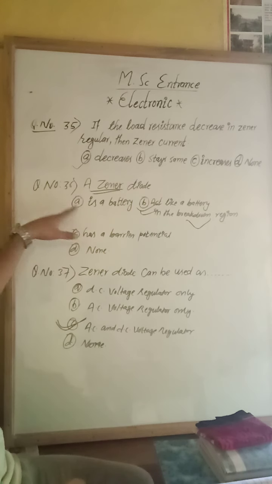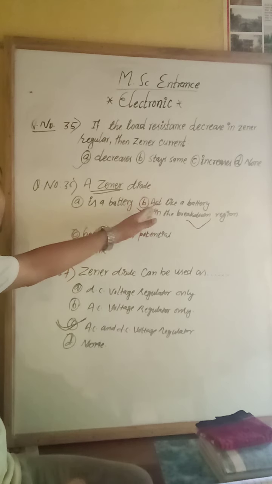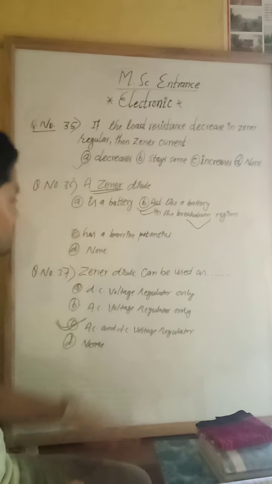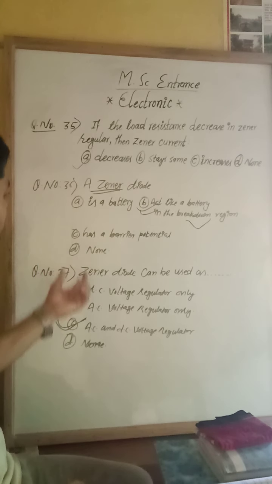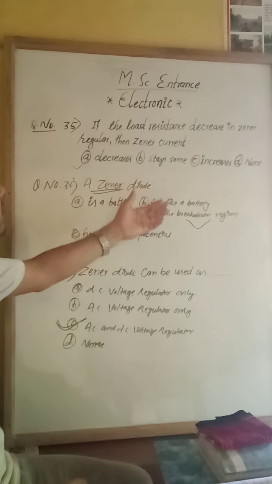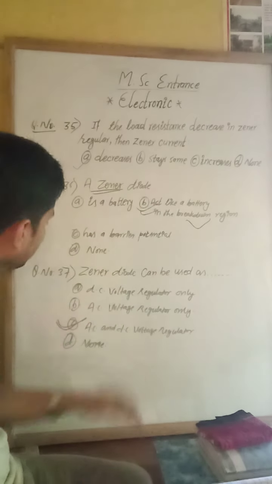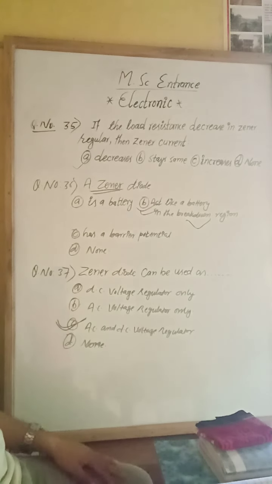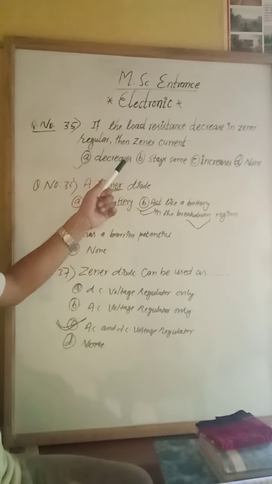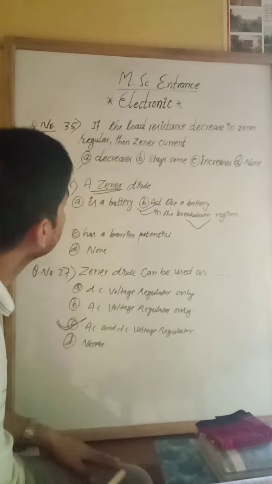Similarly, for question number 36 the right option is option number B. A Zener diode acts as a battery in the breakdown region. Zener diode is one kind of battery in the breakdown region. Similarly, Zener diode can be used as an AC and DC voltage regulator. If the load resistance decreases in a Zener regulator, then the current is decreased.